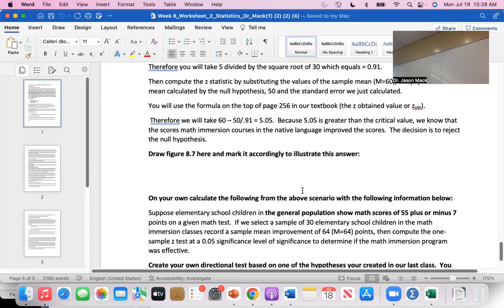All right, so then the next thing we do is we go back and compute the z statistic by substituting the values of the sample mean for the z obtained value. So we're going to take this and bring this down here. Sample mean, I don't think it was 60. What did I give you? 64. So the mean is equal to 64. Talk about the null hypothesis.